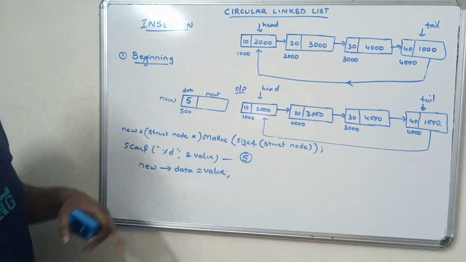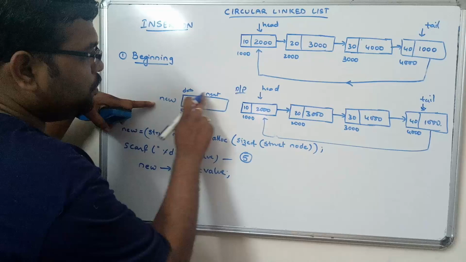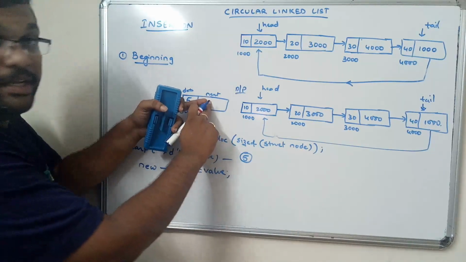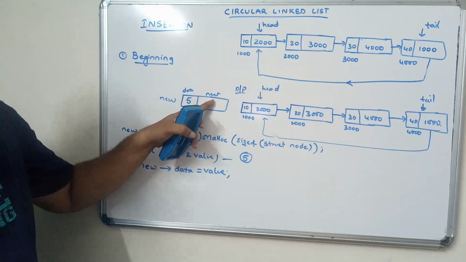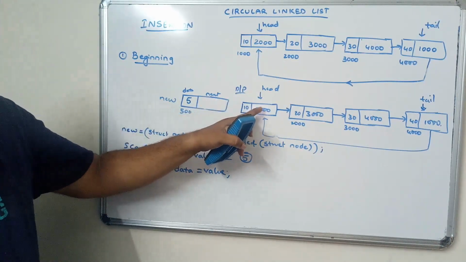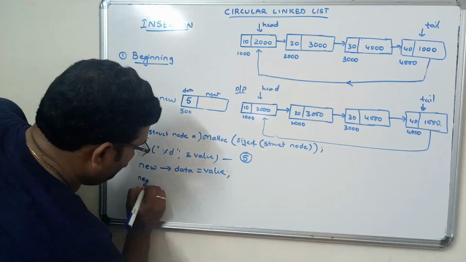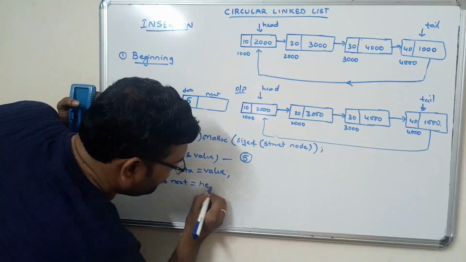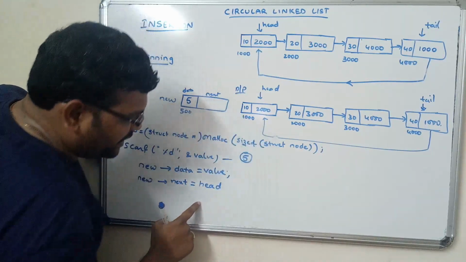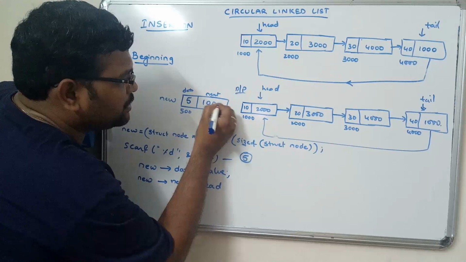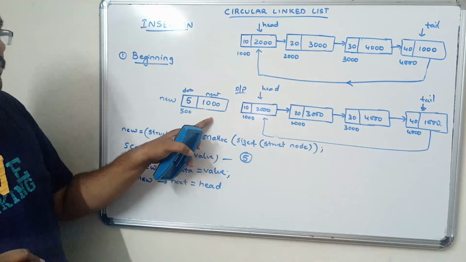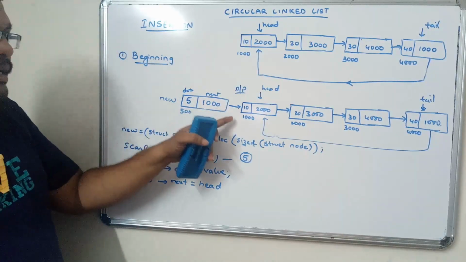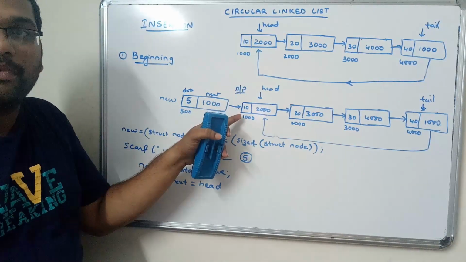Hope you understood. Next, new of next. What is new of next? Here which address should it be? It should be filled with the address of head. So new of next is equal to head, right? So new of next is equal to head, so the address will be placed here. So automatically a link is established.